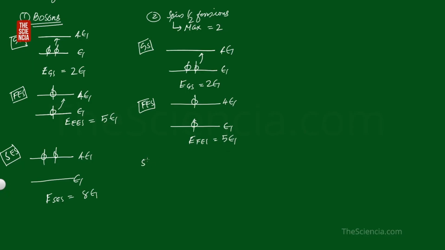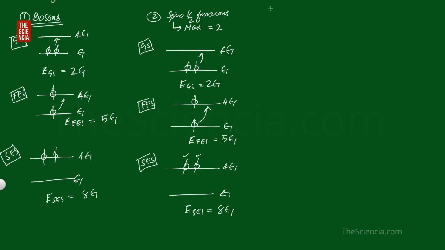Next one, that is the second excited state. These are the states with the energies E1 and 4E1, and here now this particle is also jumping to the higher state. So both the particles are in the 4E1 state. Therefore the energy of the second excited state is equal to the energy of this particle plus the energy of this particle, that is 2 into 4E1, 8E1.